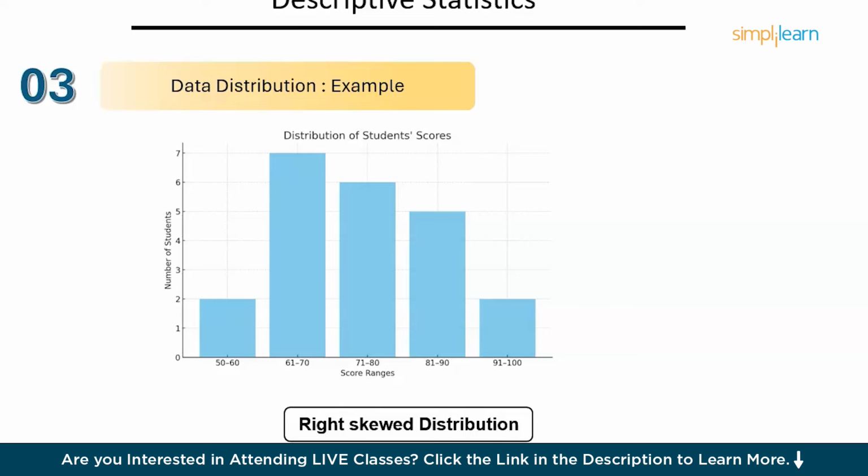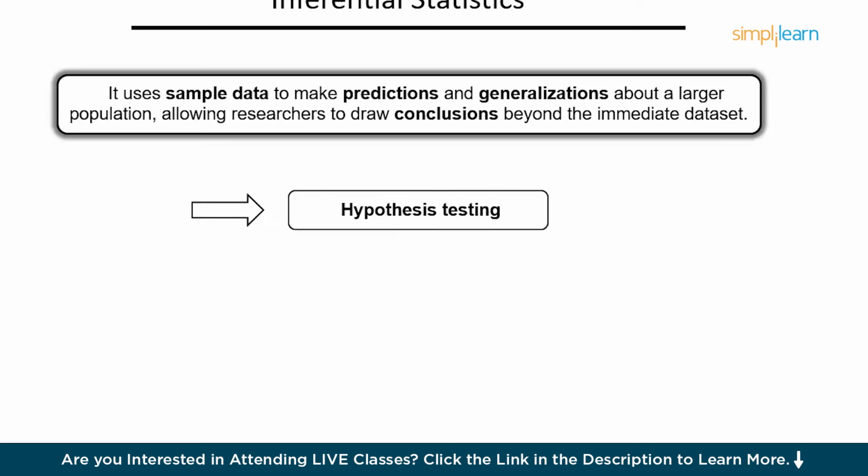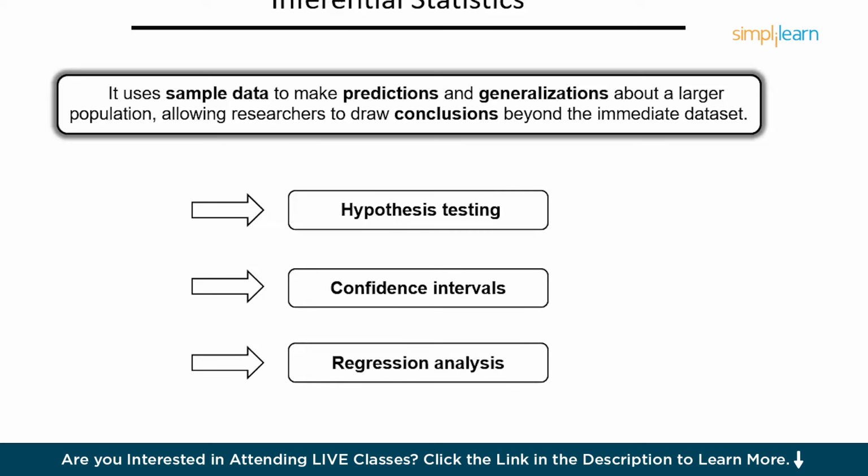Now, moving on to the second type of statistics, that is inferential statistics. It uses sample data to make predictions and generalizations about a larger population, allowing researchers to draw conclusions beyond the immediate dataset. Inferential statistics comprises several techniques for drawing conclusions. Here are some common types: hypothesis testing, the second one is confidence intervals, and the third one is regression analysis.